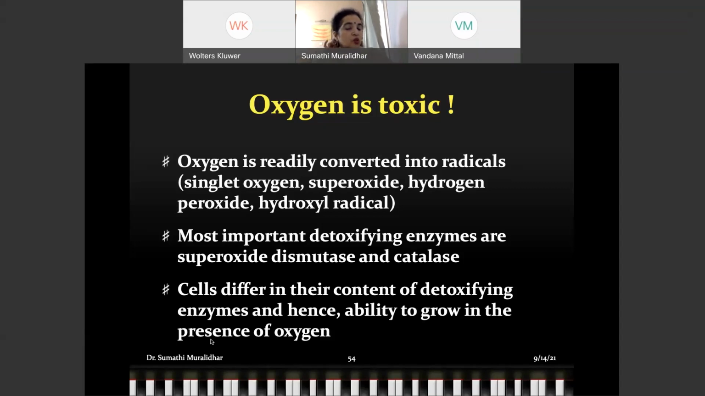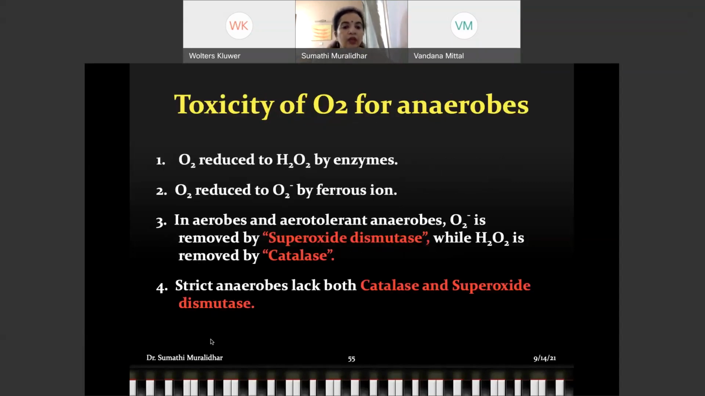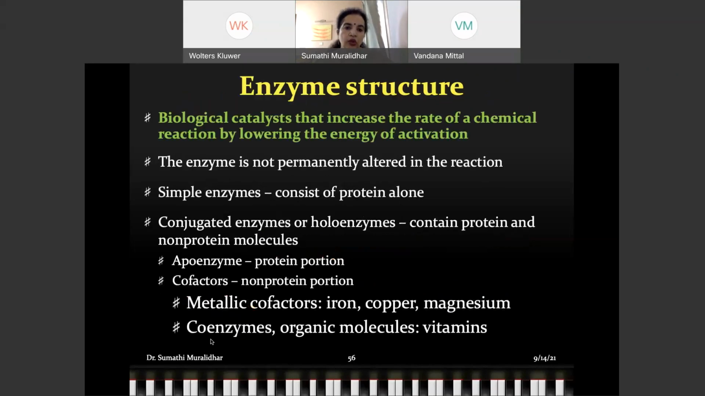So oxygen is reduced to hydrogen peroxide by certain enzymes, and it's also reduced to the radical oxygen by ferrous ion. And aerobes have superoxide dismutase and catalase. Therefore, they will be able to remove these toxic chemicals. But the strict anaerobes lack these enzymes, catalase and superoxide dismutase. So when these oxygen radicals are produced, they are unable to remove them, and therefore they are killed or destroyed.